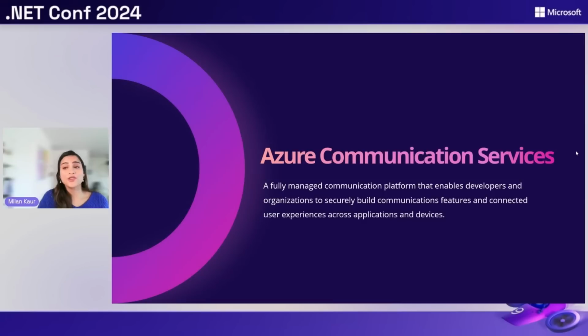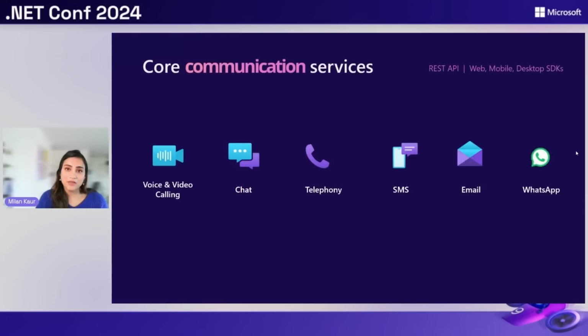How? Well, Azure Communication Services is Microsoft's intelligent CPaaS, which is Communication Platform as a Service. It provides API-level access to developers to add communication channels such as voice and video calling, chat, telephony, SMS, email, and now even WhatsApp into their applications without having to worry about the underlying infrastructure.